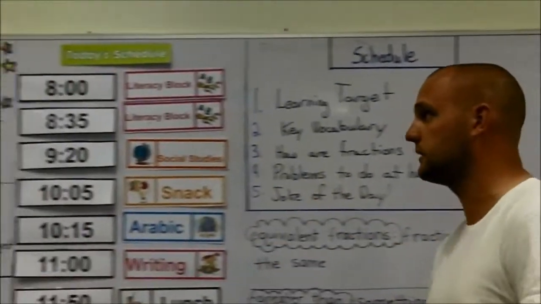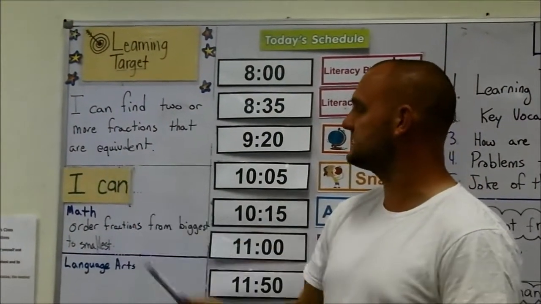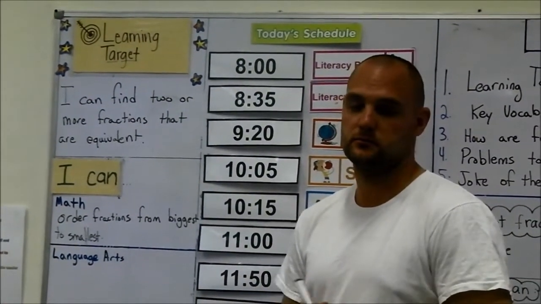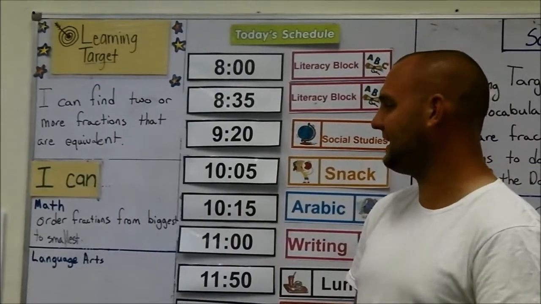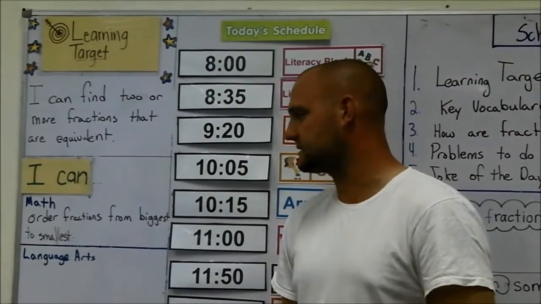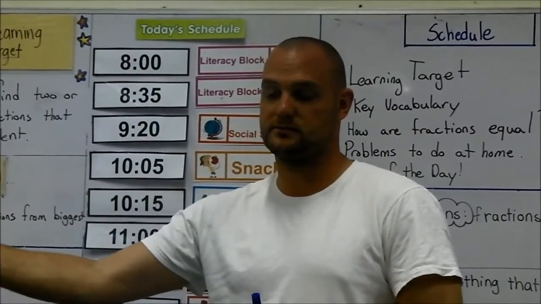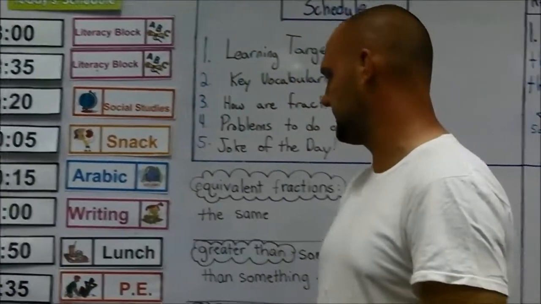So, let's take a look over here at our learning target. We have two of them for today, and the first one says, I can find two or more fractions that are equivalent. We'll find out what equivalent actually means. I can order fractions from biggest to smallest. So we want to be able to find out which one is bigger and which one is smaller and put them in order, just like we do words in alphabetical order.